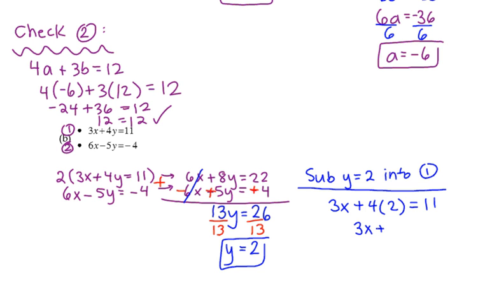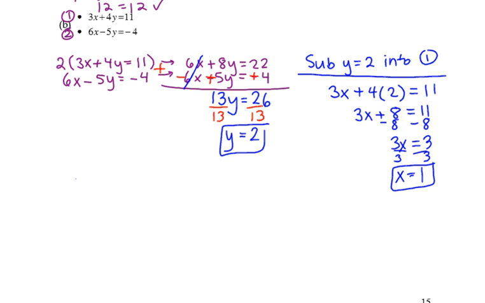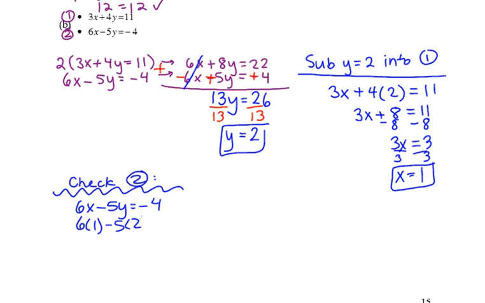Three x plus 8 has to equal 11. Subtract the 8. I get 3x equals 3. X equals 1. Okay, and so I subbed into 1, so I'm going to check with 2. 6 times x minus 5y has to equal negative 4. 6 times 1 minus 5 times 2 is 6 minus 10, which is also negative 4.